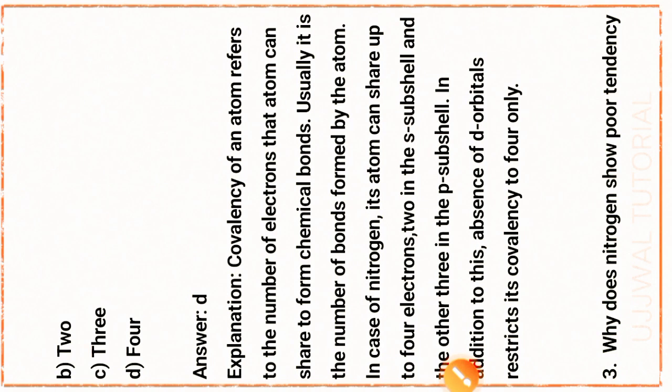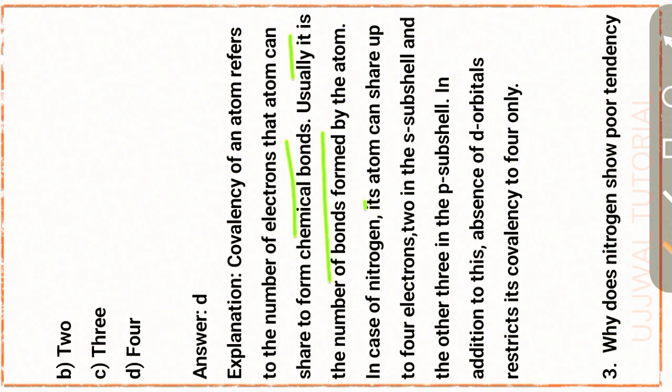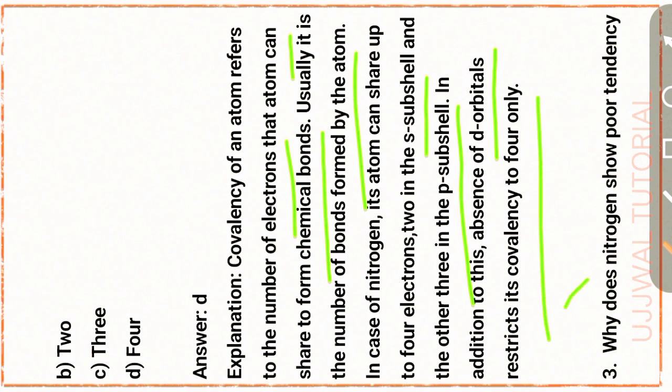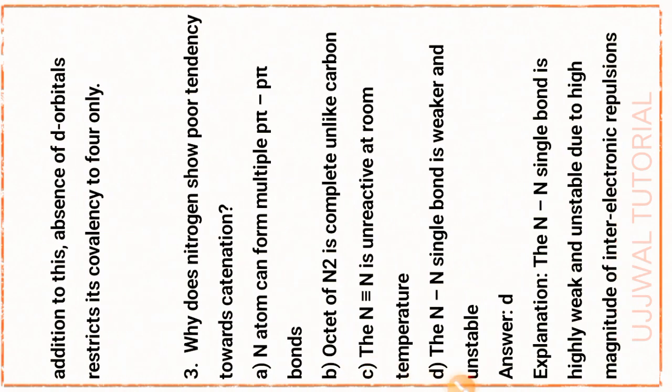Explanation: covalency of an atom refers to the number of electrons that atom can share to form chemical bonds. Usually, it is the number of bonds formed by the atom. In the case of nitrogen, its atom can share up to 4 electrons, 2 in the s subshell and 3 in the p subshell. In addition, the absence of d orbitals restricts its covalency to 4 only. Electronic configuration ns², np³.